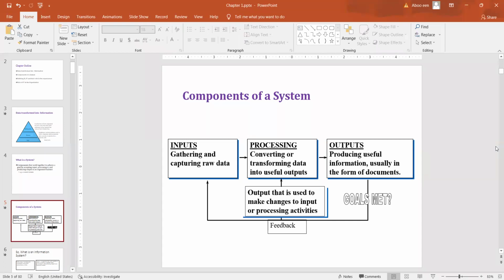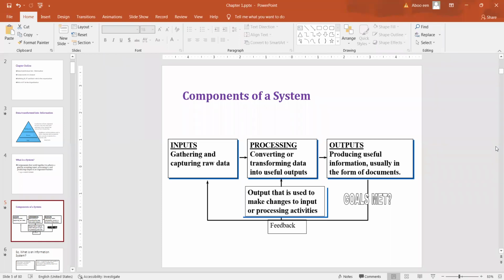So here you see the information processing. In between this processing part, there is also feedback: output that is used to make changes to input or processing activities. In the feedback, we are giving some sort of output that is used to make changes to the input or processing activities.